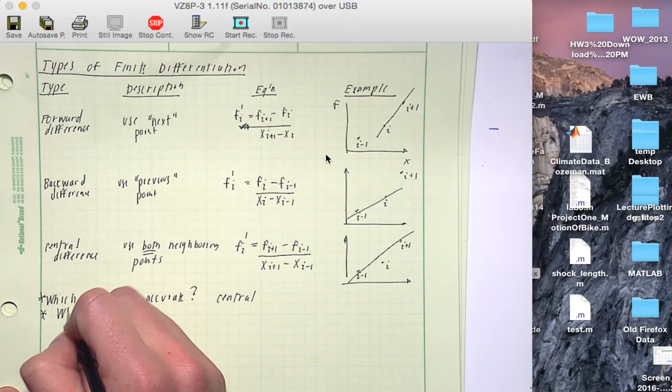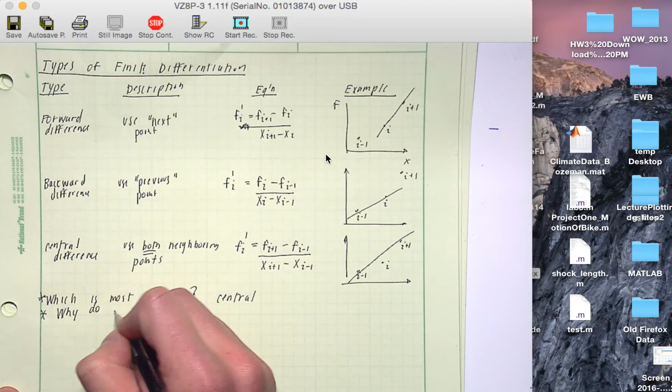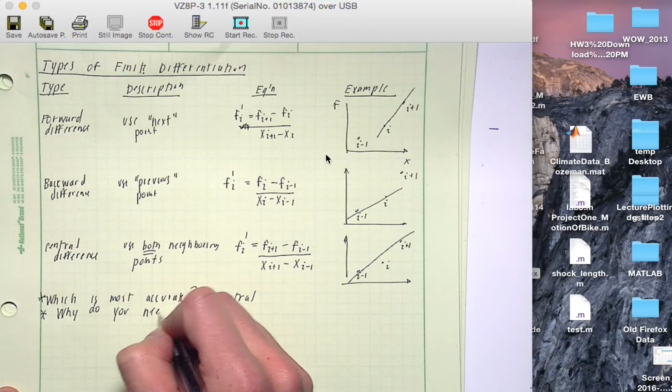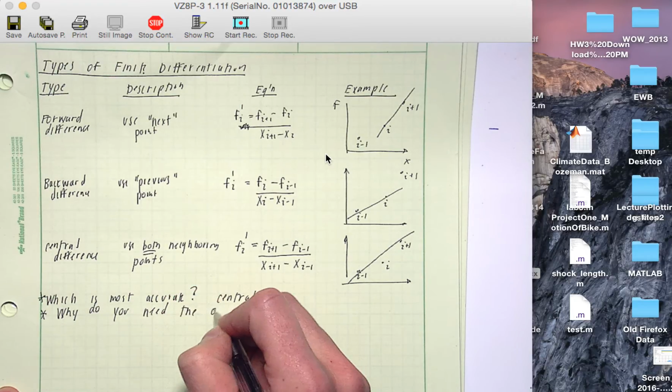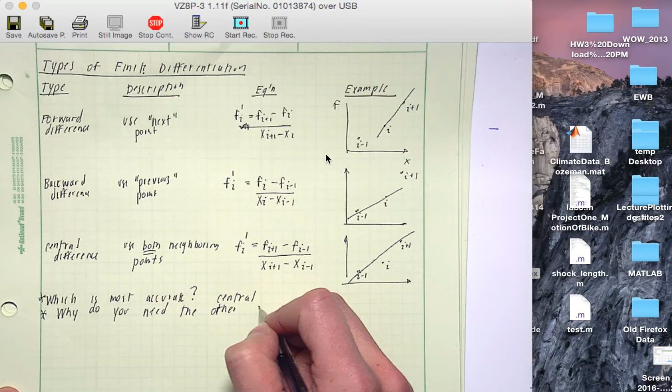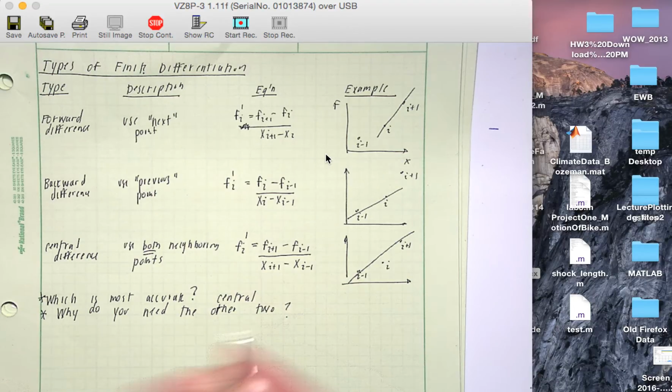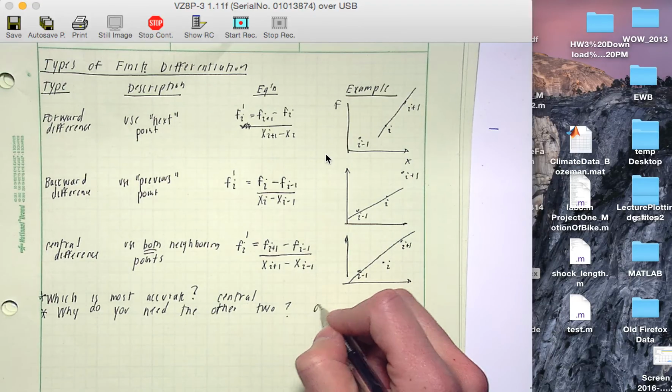So I have a question for you. Why do you need the other two then? Does anyone have any ideas of why you would ever have a one-sided difference? You want to find the slope of the first point and the last point? Yeah, so on your boundaries you can't do central derivatives, right? That's not possible. You're trying to get points that don't exist. So on your boundary points you're forced to do one-sided differences.